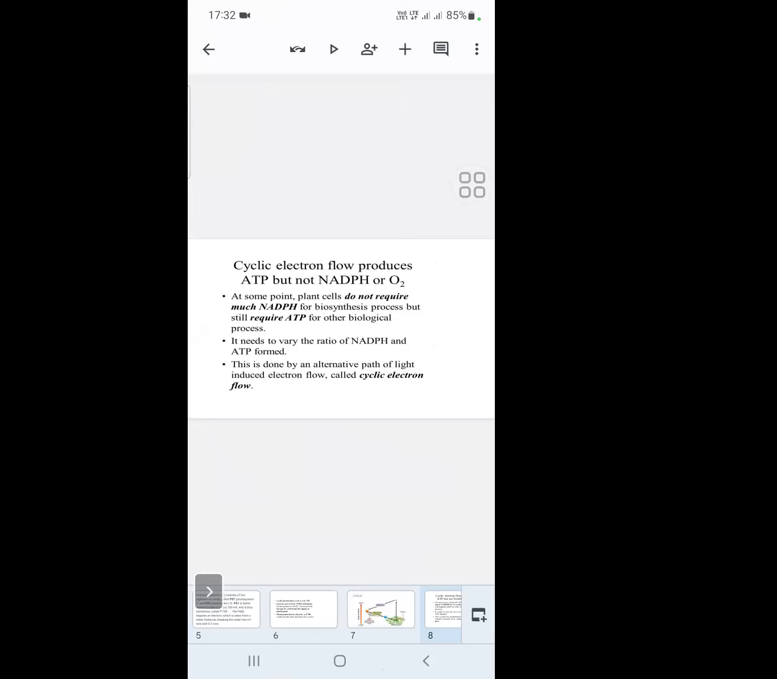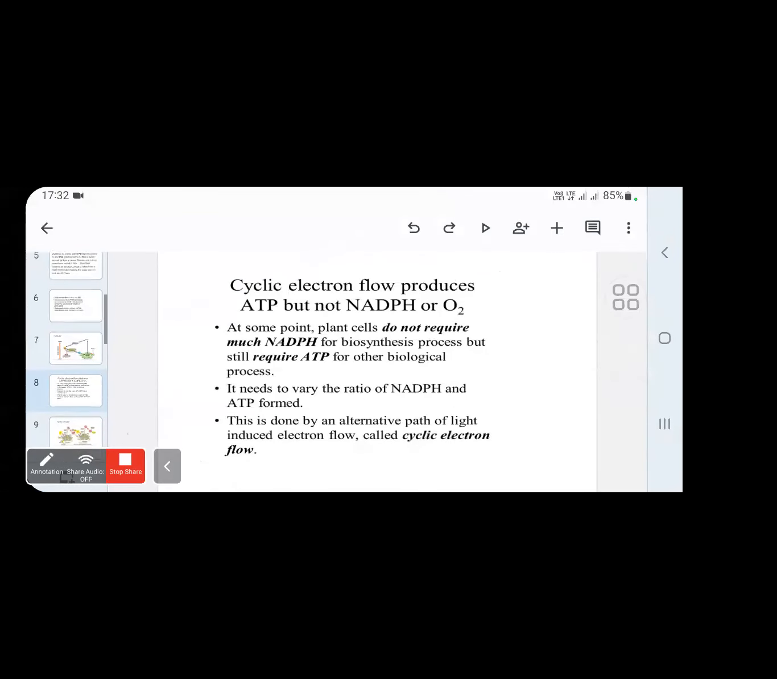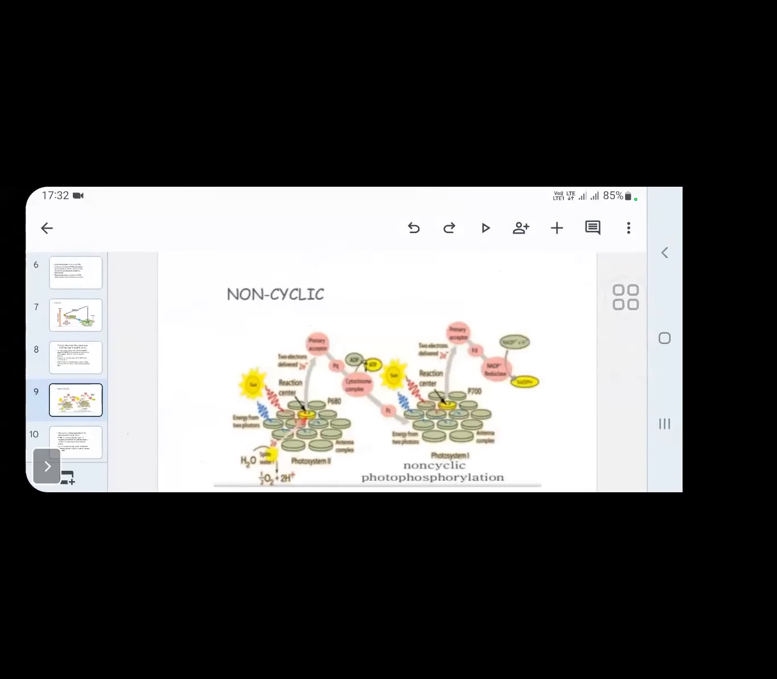Next is the non-cyclic photophosphorylation. Cycle means from the starting point to the ending point. The electrons move through different electron carriers or different electron transporters, and they finally reach the starting point, that is the cyclic.